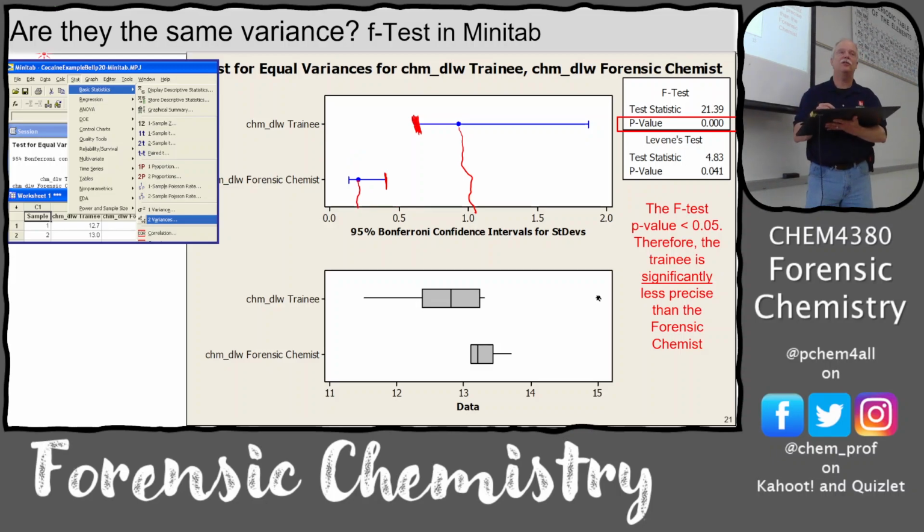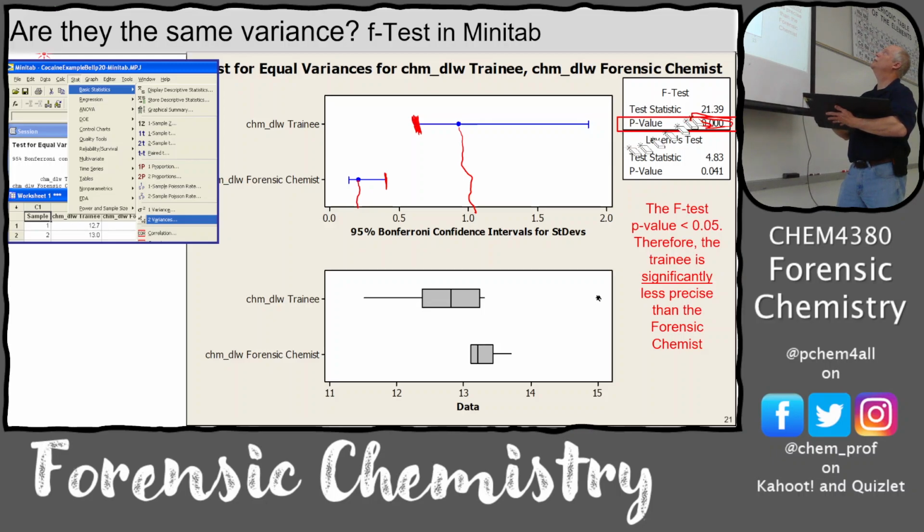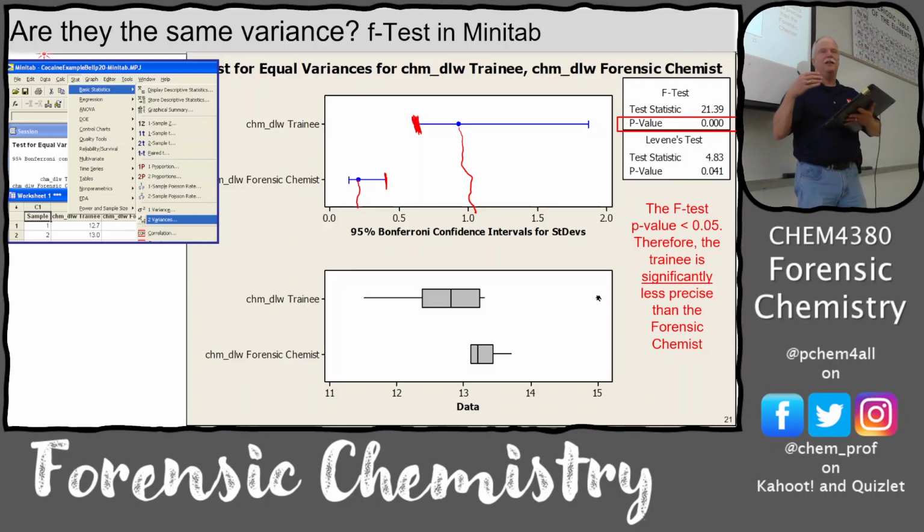Okay, and so this is saying that the uncertainty for the trainee and the uncertainty for the forensic chemists are different. You could also look at the p-value. The p-value is testing the probability that there's no difference, and up here it shows 0. Now you'd have to assume that it's rounded to 4 decimal places or 3 decimal places, so you can't really say that the p-value is 0, but it would round up to 1 right here if it were greater than 0.0005, right? And so it didn't round up, so we know it's less than 0.0005. So you could say that there's a less than a 0.0005 chance that these are the same.